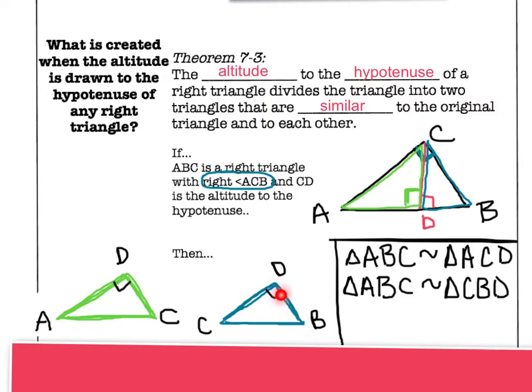So the main thing you need to know is that anytime we have a right triangle whose altitude is drawn to the hypotenuse, then it always creates two smaller triangles that are similar to the original.